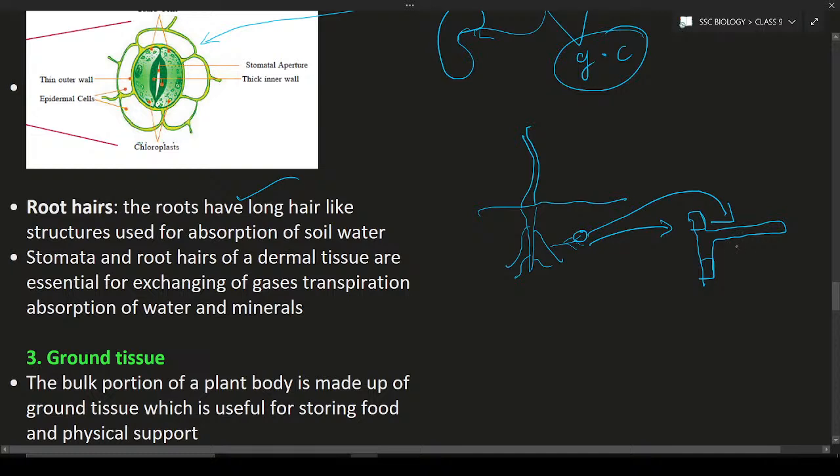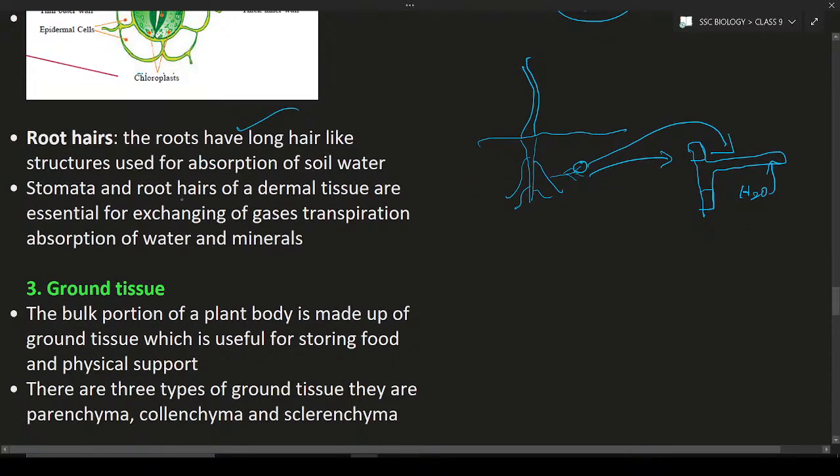They are going to be involved in the absorption of water. Water will be taken by the root hair, and this water will be sent into the plant body for photosynthesis, for proper survival, and so on. So this is about root hairs.